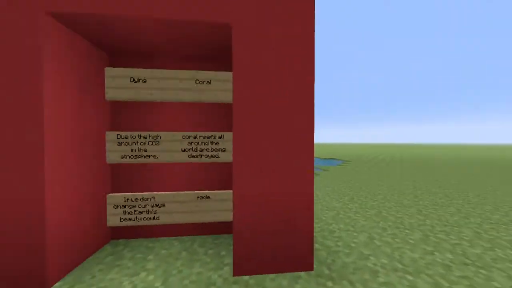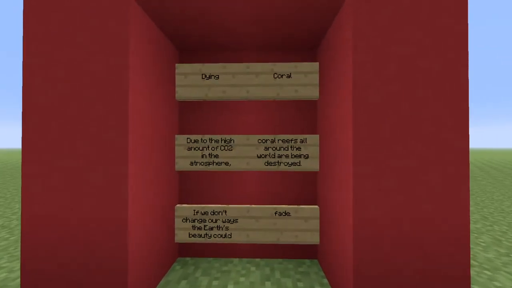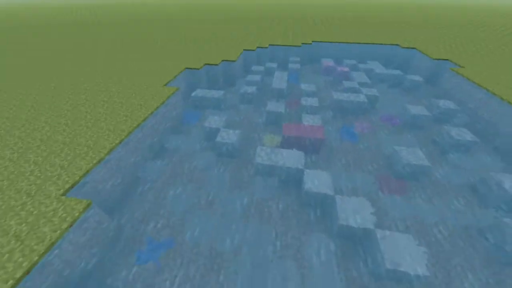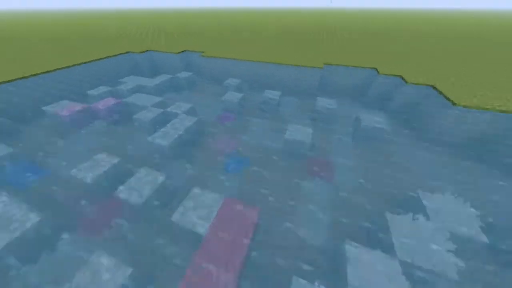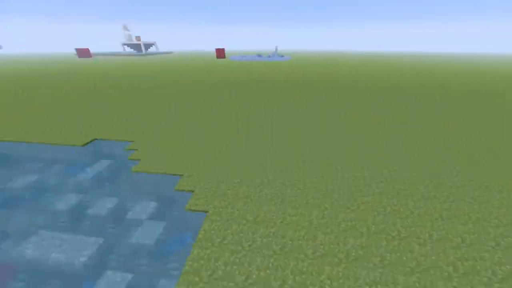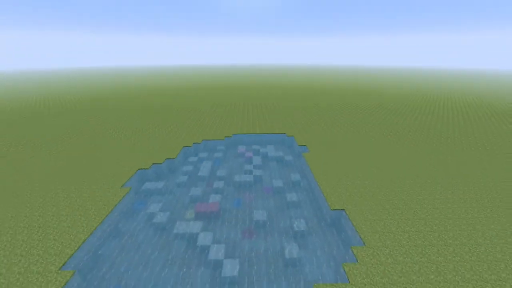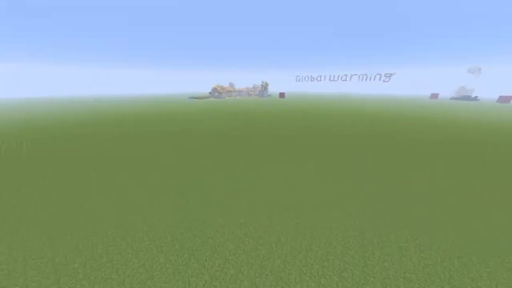And now we have the dying coral. Due to the high amount of carbon dioxide in the atmosphere, coral reefs all around the world are being destroyed. If we don't change our ways, the Earth's beauty could fade. We've built a coral reef here, but only some of the coral is alive. The rest of it's dead because carbon dioxide bleaches the coral and kills it, meaning that eventually the Earth could have no beauty in the oceans left.